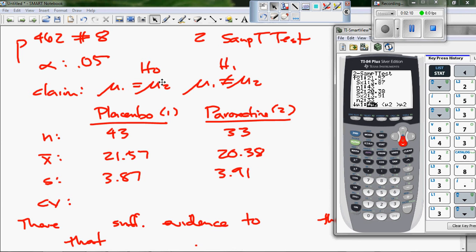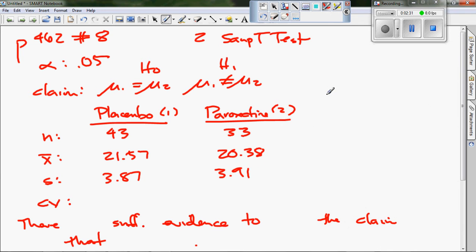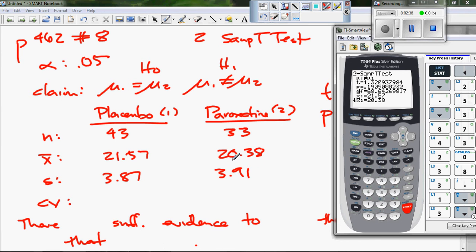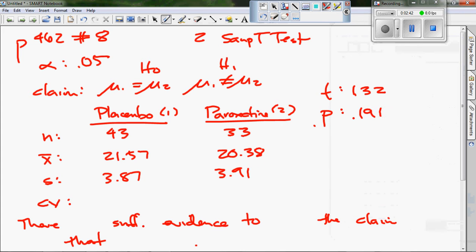So our alternative hypothesis is mu1 does not equal mu2, so we should highlight not equal to. Do not pool them, and calculate. The test statistic is 1.32 and the p-value is 0.191.